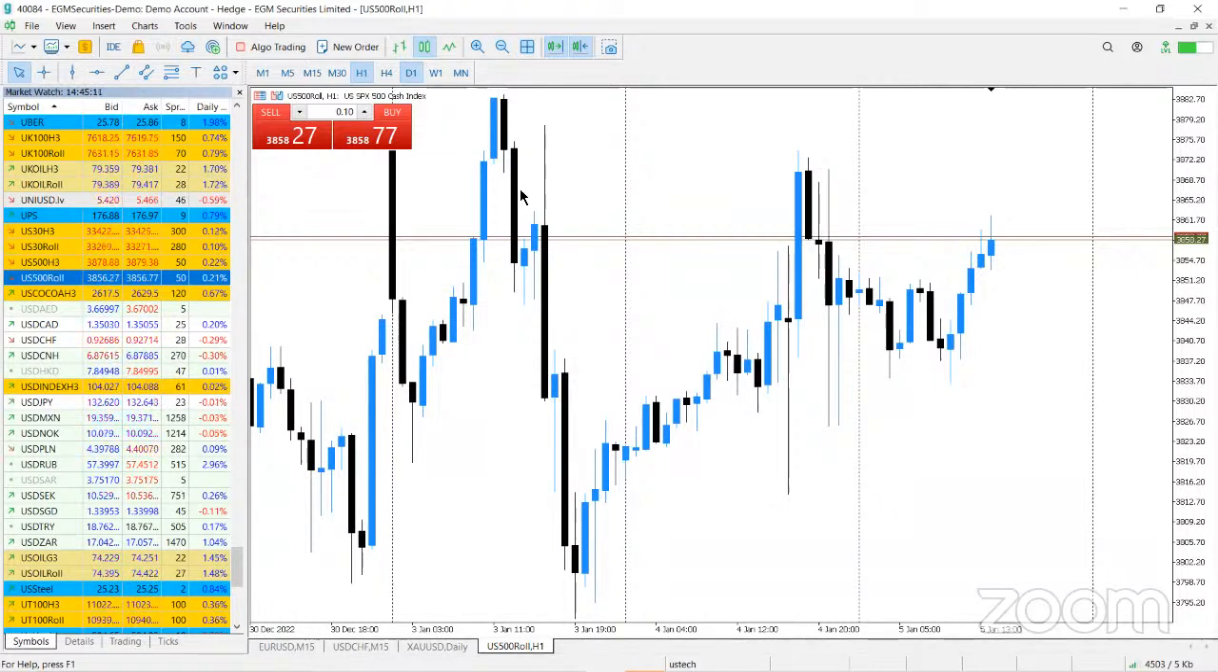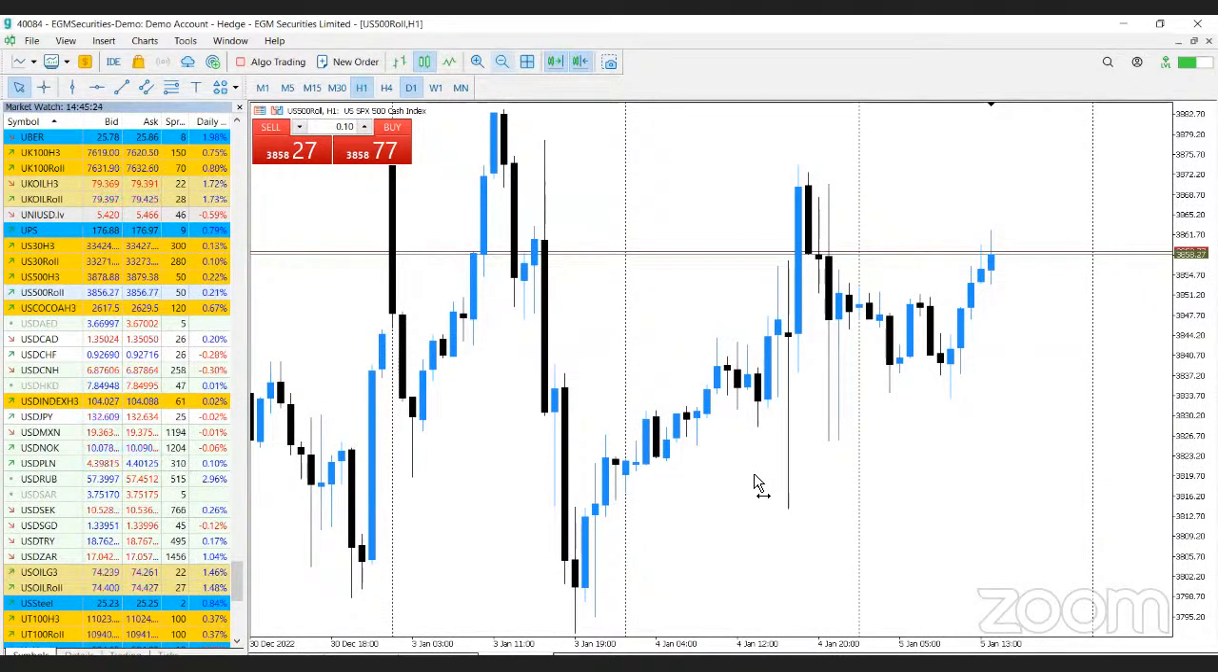A bit slow on this. I think my MT4 is hanging, so just a minute.